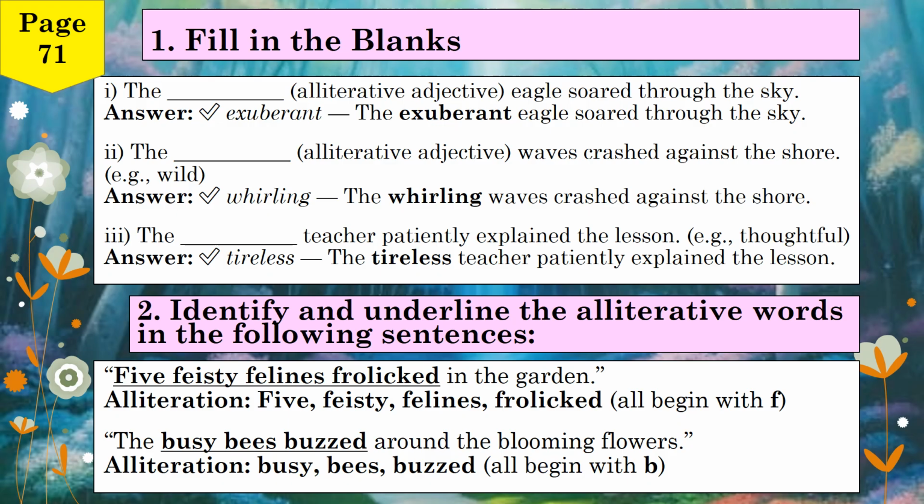Now let's spot alliteration in full sentences. 2. Identify and underline the alliterative words. 1. Five feisty felines frolicked in the garden. The alliterative words are five, feisty, felines, frolicked, all start with the letter F. 2. The busy bees buzzed around the blooming flowers. The repeated B sound makes this sentence hum with movement. Busy, bees, buzzed. Alliteration makes writing more lively, catchy, and fun to read or listen to, and it's a favorite tool of poets and storytellers.